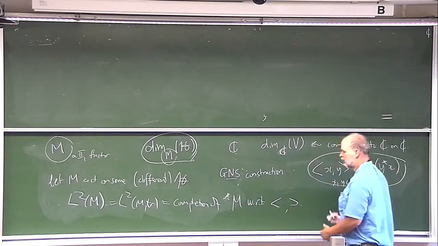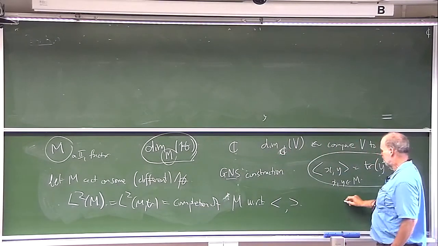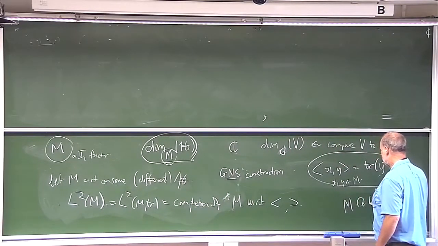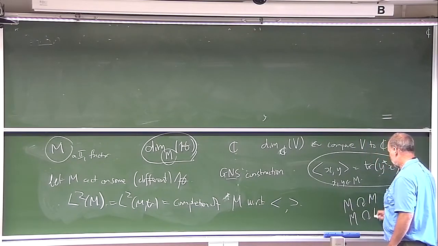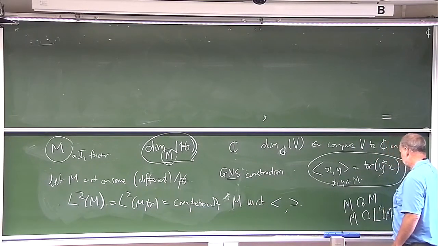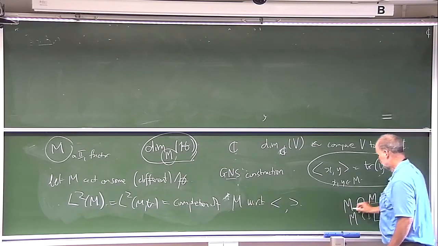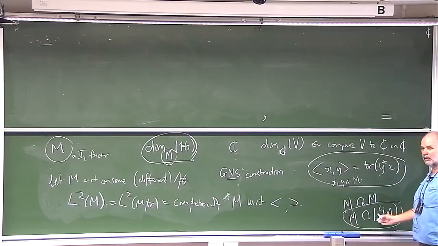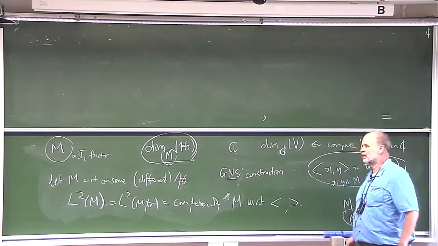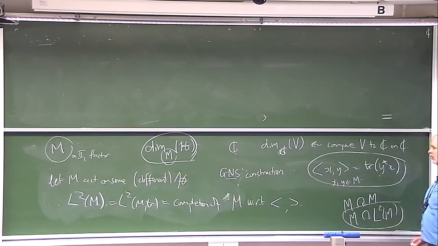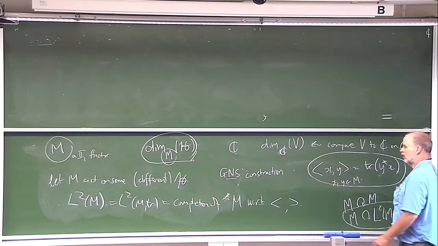We have a pre-Hilbert space, we complete it to get a Hilbert space. Now M acts on M, and it's a very simple estimate to show that M actually acts on L2 of M. So this is the one-dimensional object. We've taken M itself and turned it into a Hilbert space just by adding some limits, and we've got the one-dimensional object. All right?